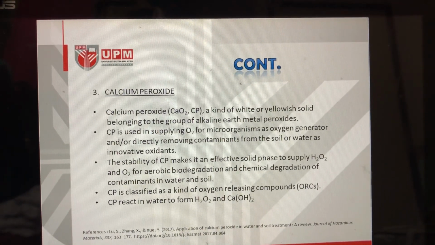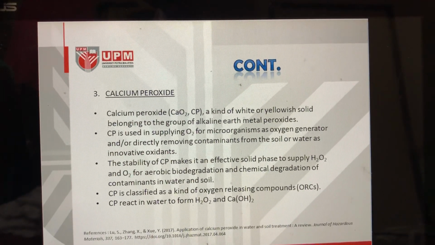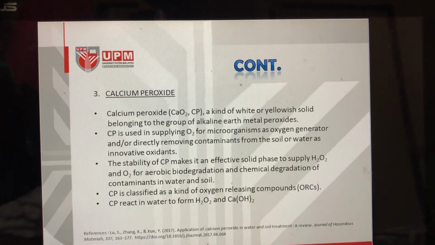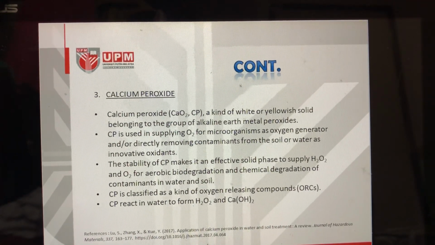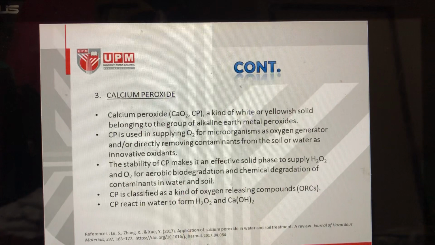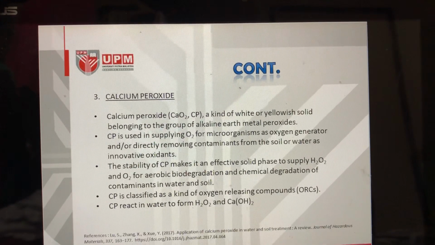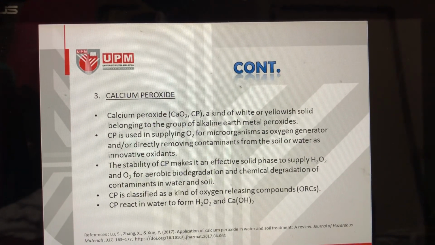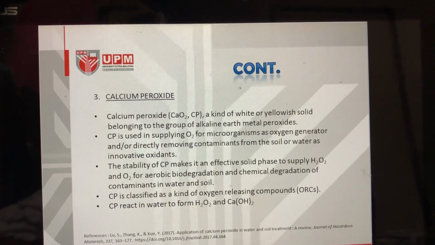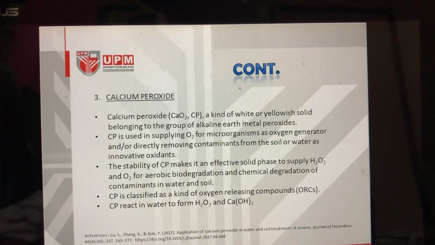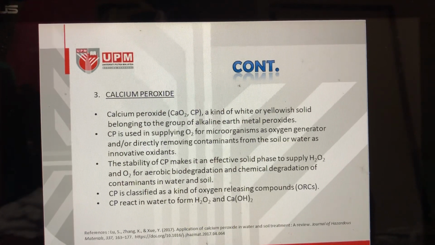Based on the Journal of Application of Calcium Peroxide in Water and Soil Treatment, calcium peroxide, or CP, is a kind of white or yellowish solid belonging to the group of alkaline earth metal peroxides. Calcium peroxide is used in supplying oxygen for microorganisms as an oxygen generator, and/or directly removing contaminants from the soil or water as an innovative oxidant.